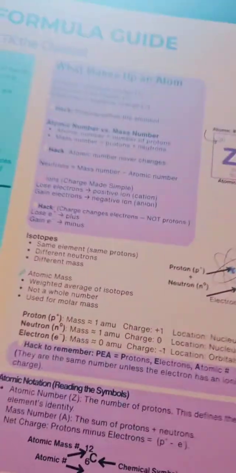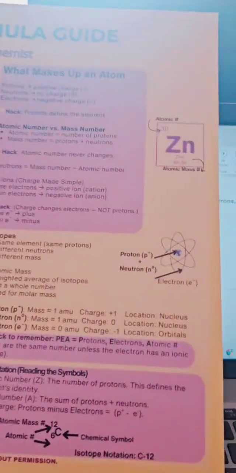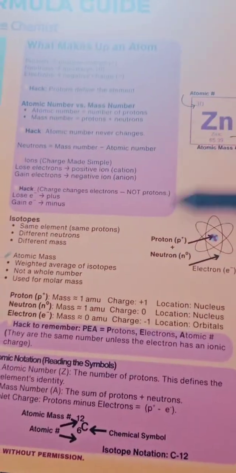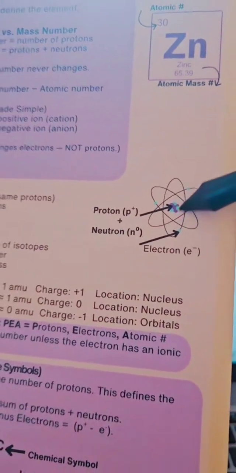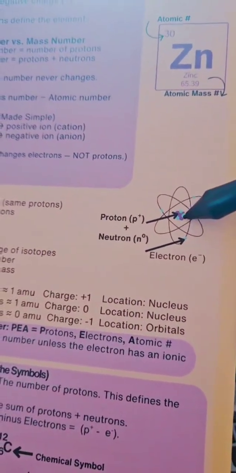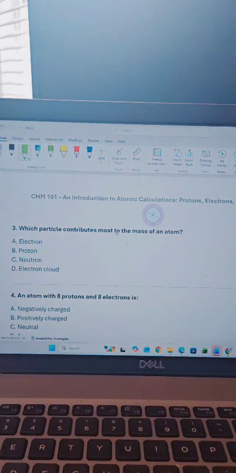Again, this is a formula guide that I created with General Chem 1 students in mind, as well as the basic chemistry students, because I wanted you all to have a colorful way to remember these things. If you take a look right here in the middle, protons and your neutrons in the middle, but majority of it is filled with your neutrons.